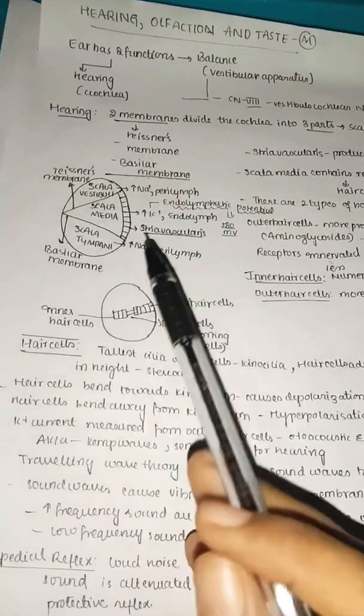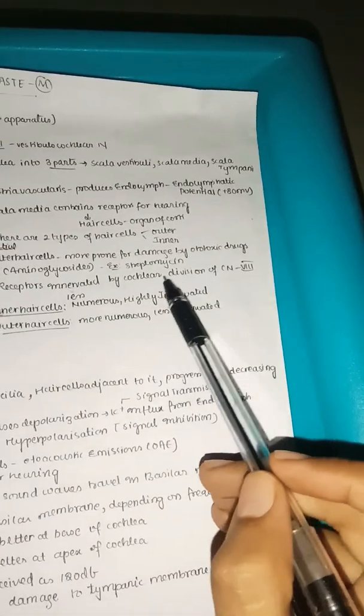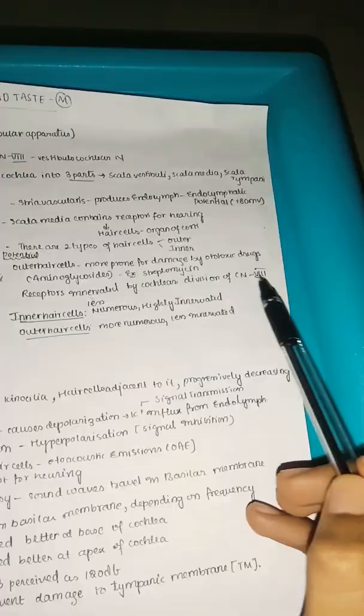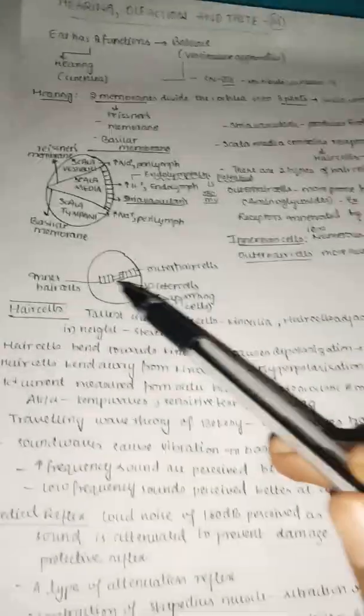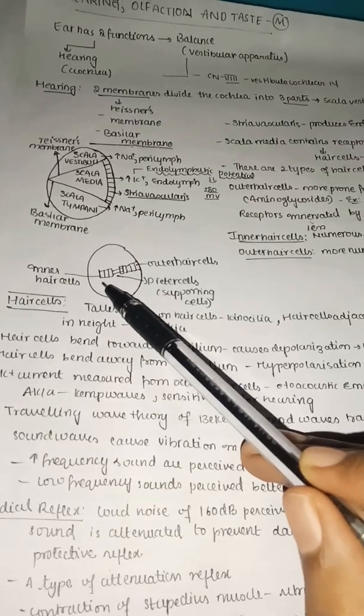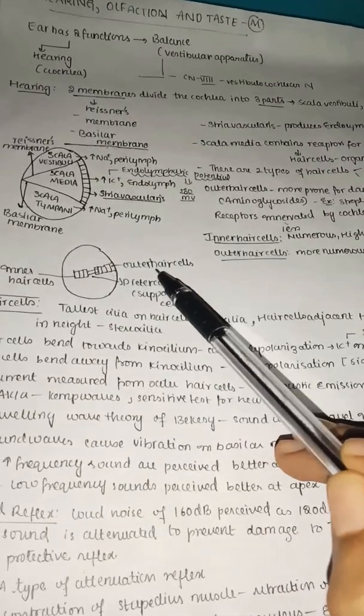By which nerve are they innervated? They are innervated by the cochlear division of cranial nerve 8. The cochlear division of cranial nerve 8 innervates both outer hair cells and inner hair cells, but inner hair cells are highly innervated and outer hair cells are less innervated.